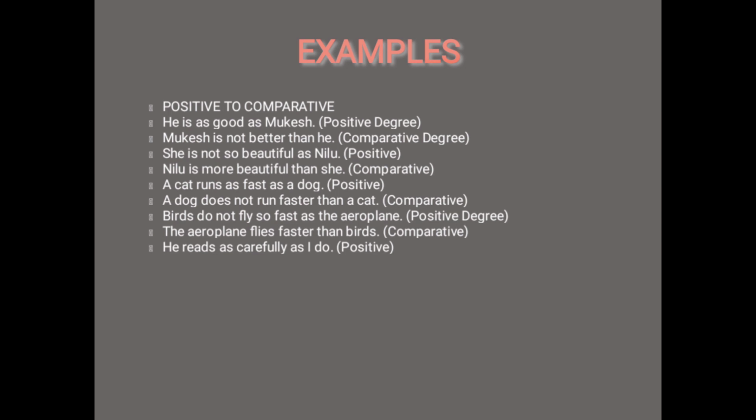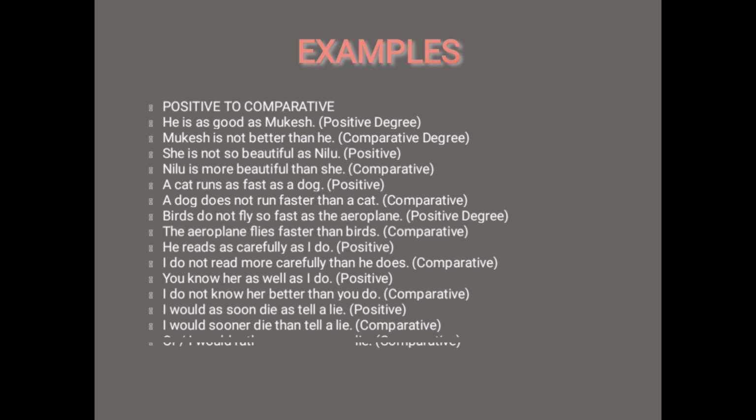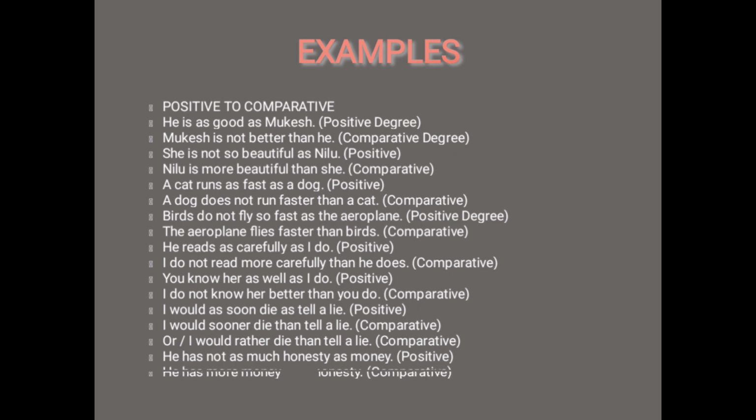He reads as carefully as I do, and I do not read more carefully than he does. The meaning of the sentence should not change. You know her as well as I do, and I do not know her better than you do. I would as soon die as tell a lie. I would sooner die than tell a lie. Sooner means they have used the er form. Or I would rather die than tell a lie, that is also correct. And he was not as honest as he was rich. He has more money than honesty.